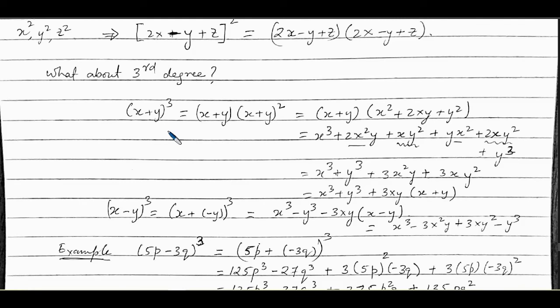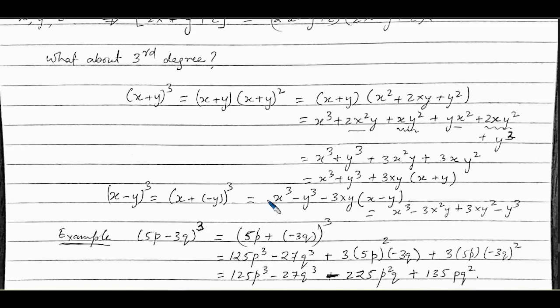But what about third degree? That is (x plus y) the whole cube. It is nothing but (x plus y) into (x plus y) the whole square. And (x plus y) the whole square is x square plus 2xy plus y square, which we have shown. So you again expand here. You freeze it and see. All steps are given here. That means this one and this one you have to add. This one and this one you have to add. They are similar terms, means they have to add together and you get this.